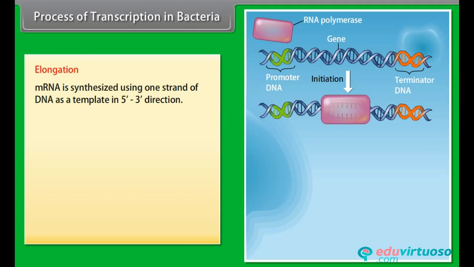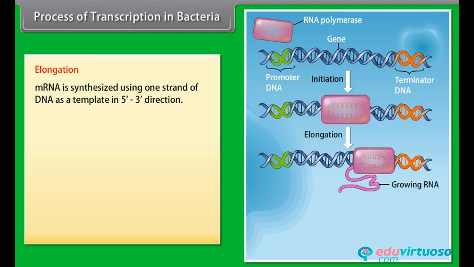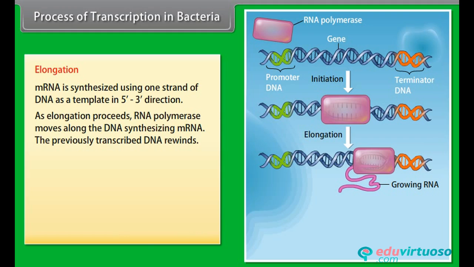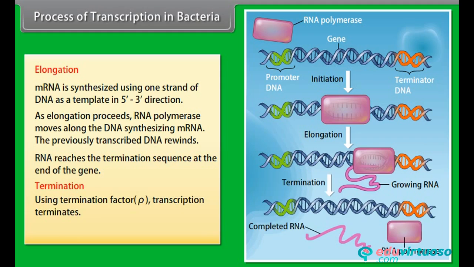Elongation. mRNA is synthesized using one strand of DNA as a template in 5' to 3' direction. As elongation proceeds, RNA polymerase moves along the DNA, synthesizing mRNA. The previously transcribed DNA rewinds. RNA polymerase reaches the termination sequence at the end of the gene. Termination. Using termination factor, transcription terminates. mRNA and RNA polymerase are released.